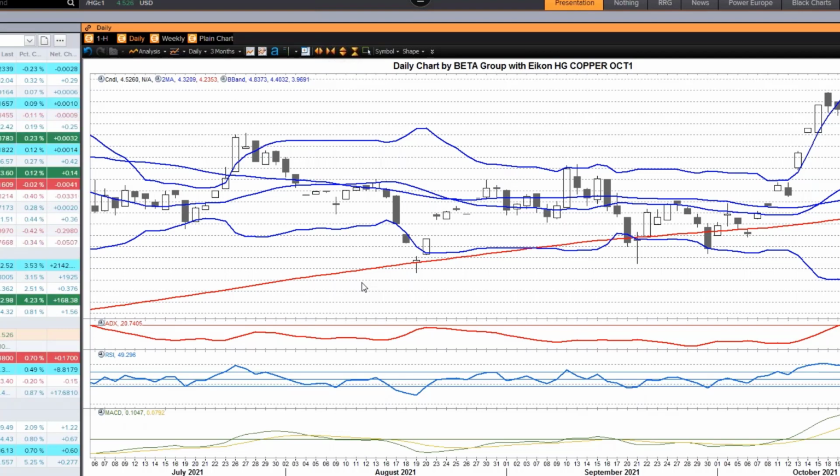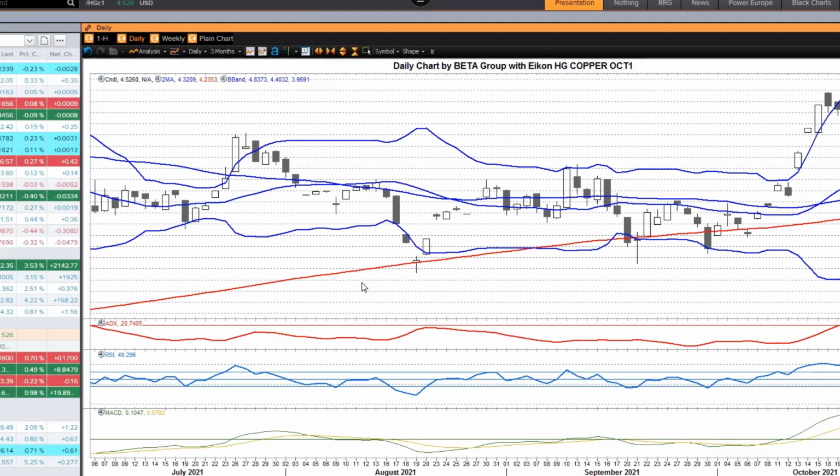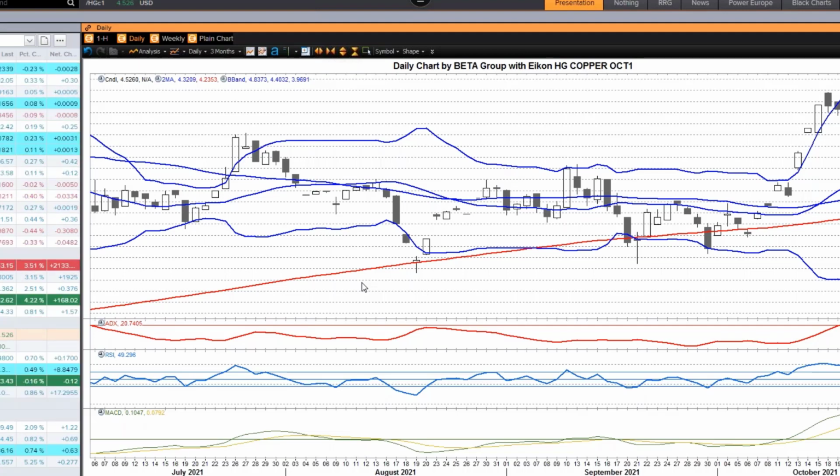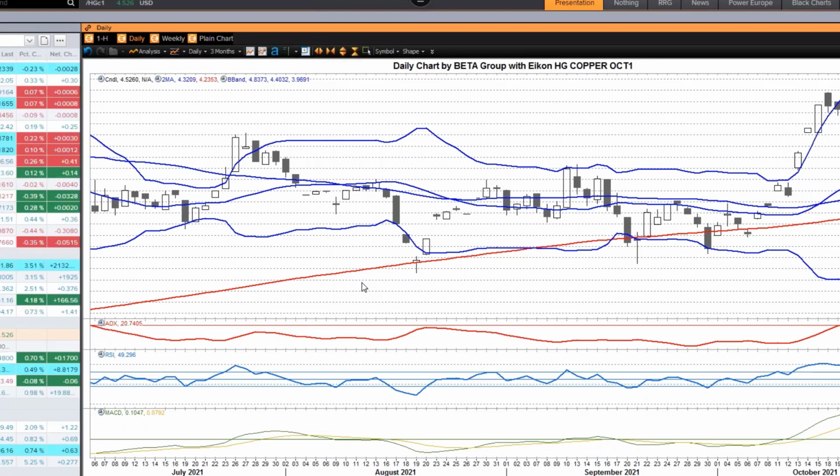So I think we're close to it stabilizing. Then we'll see how it behaves there. And my intuition is that it will stabilize and then have another go at breaking that top properly.